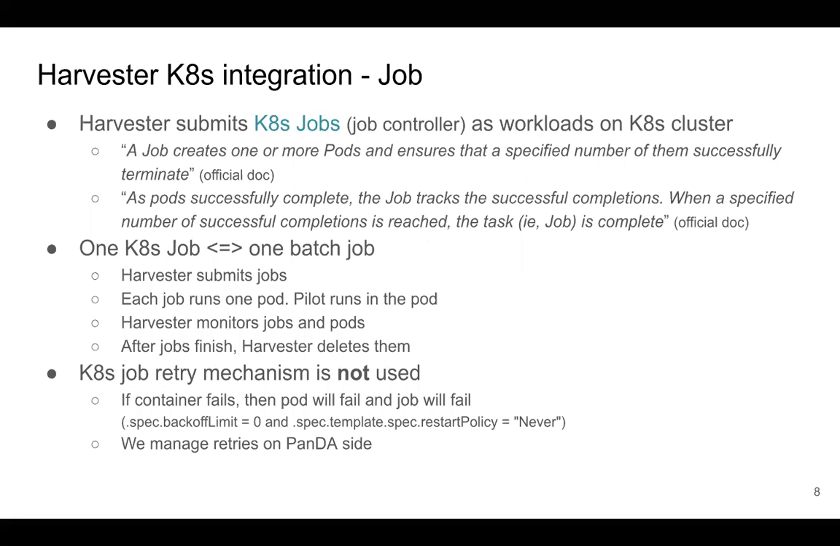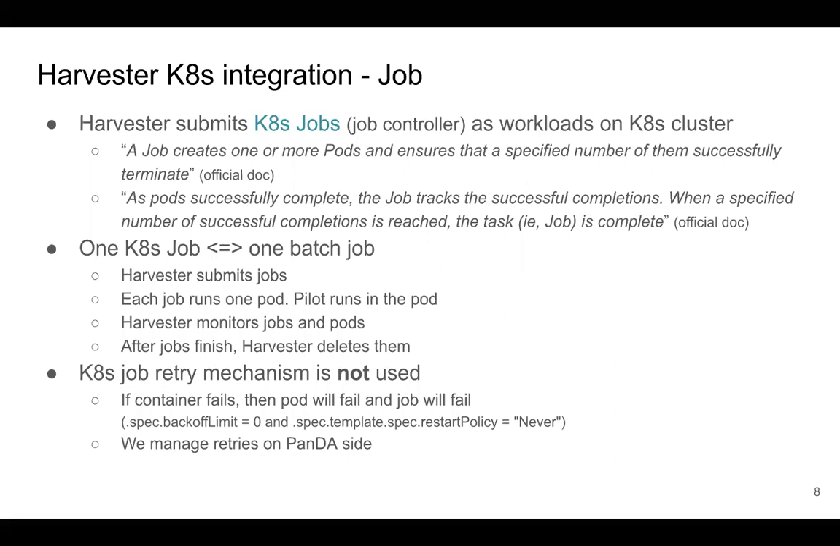Okay, so next slide. Here come some details for this Harvester Kubernetes integration. In our model, Harvester submits Kubernetes jobs as workloads on the Kubernetes cluster. According to the official Kubernetes documentation, a job creates one or more pods and ensures that a specific number of them successfully terminate. And this is the feature we want. So in our model, we map one Kubernetes job to one batch job. It works like this: Harvester submits jobs, each job runs one pod, and the pilot runs in the pod.